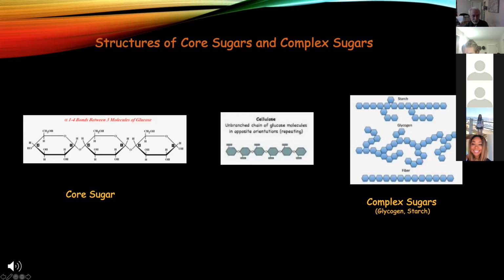And this just illustrates a core sugar, just alpha-1,4 bonds between 3 molecules of glucose. The glucose chains can be much longer than that, of course, but they're unbranched. The complex sugars are highly branched.